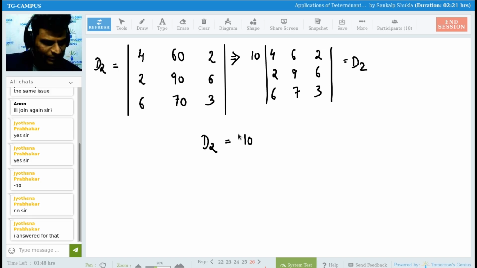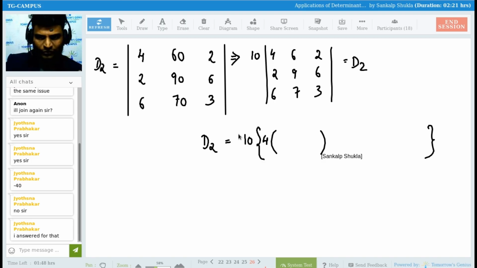Jyotsna has got the answer, D2 is equal to 2250. Okay. Any other options? Any other answers? Okay, let me solve that. So I'll expand it using R1 only. So 4 I will write. So that will be 9 3 is 27.